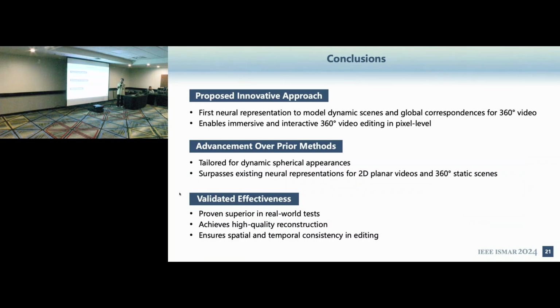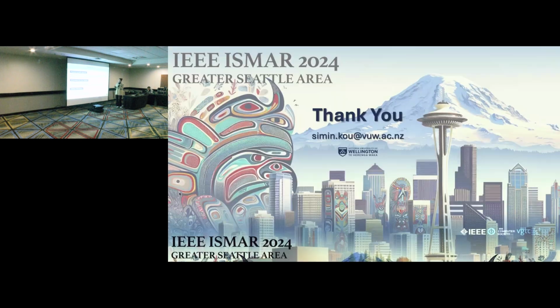In summary, we propose the first neural representation to model dynamic scenes and the global correspondence for 360-degree videos. It could enable immersive and interactive 360 video editing at the pixel level. It's tailored for dynamic spherical appearances, surpassing existing neural representations for 2D planar videos and 360 static scenes. Our superior performance has been proven in real-world tests, achieving high-quality reconstruction and ensuring spatial and temporal consistency in editing. Thank you, that's all.